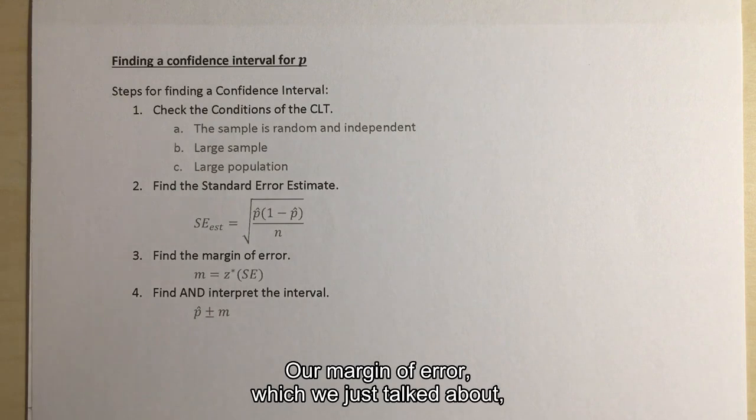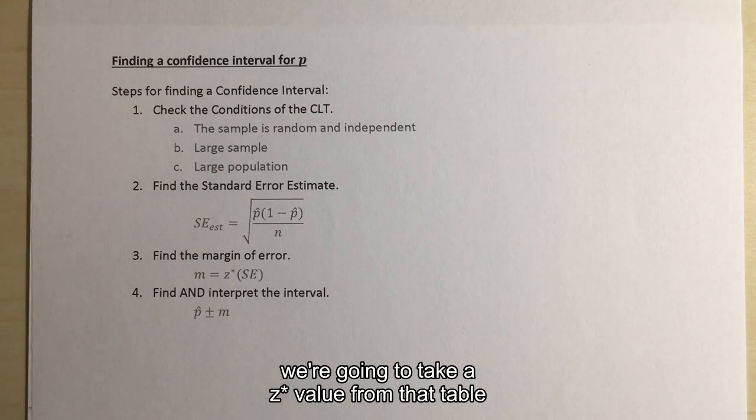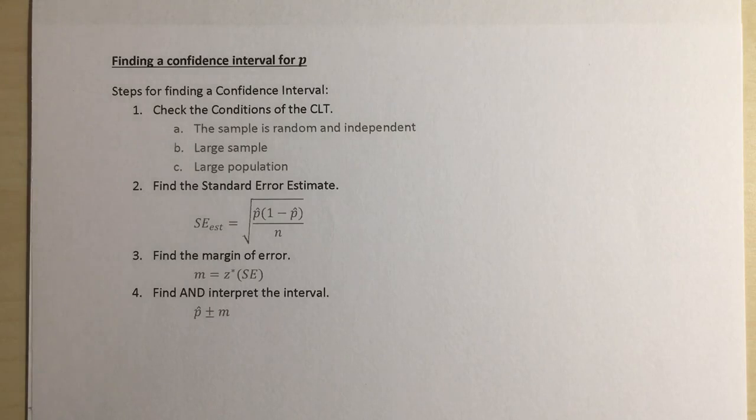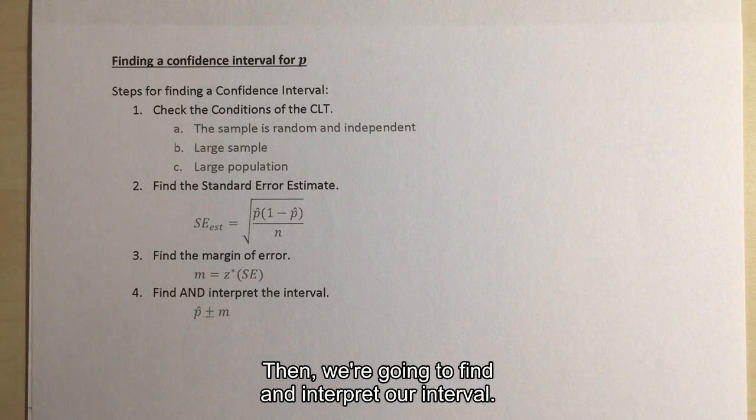Right, our margin of error, which we just talked about: we're going to take a Z star value from that table on page 24 in our notes, and then we're going to multiply it by our standard error. And then we're going to find and interpret our interval.